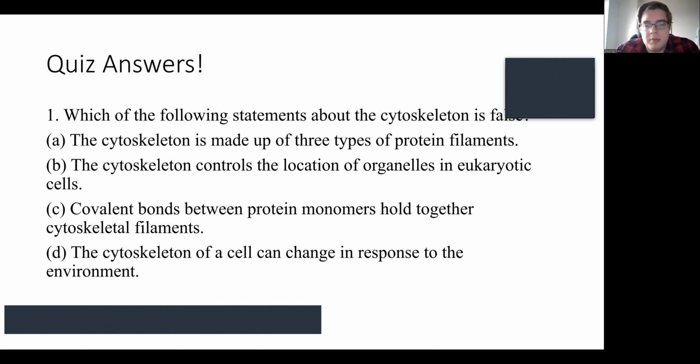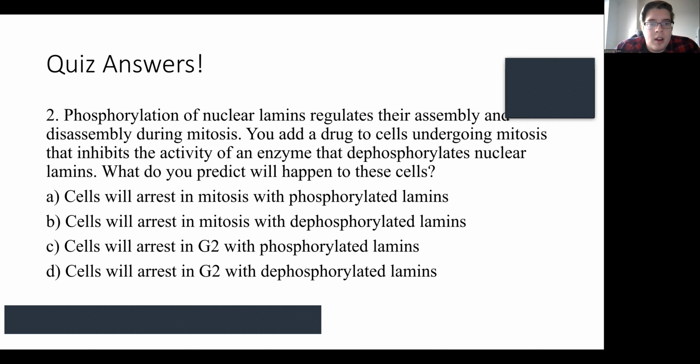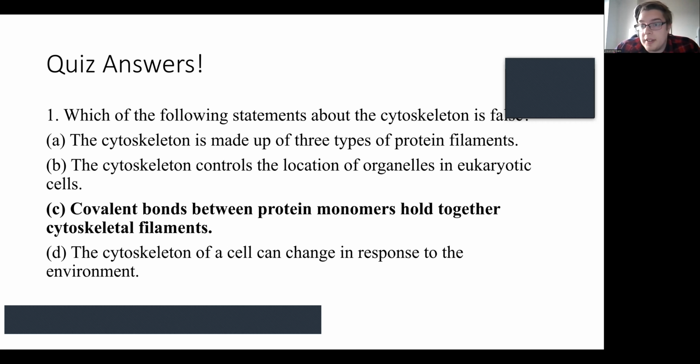Covalent bonds between protein monomers hold together cytoskeletal filaments. That's not true. And then the cytoskeleton of a cell can change in response to the environment. We know that to be true. If you add different signaling molecules into the environment, the cell will change how it's expressing its microtubules or actin filaments or intermediate filaments. So C is the correct answer.